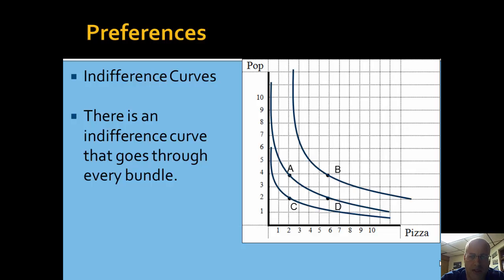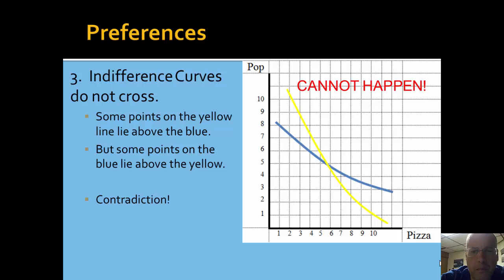If we add more points, if we consider more bundles, we'll be able to draw even more indifference curves. Another property of indifference curves that's important is to recognize that indifference curves cannot cross. Okay? They're downward sloping lines that cannot cross.